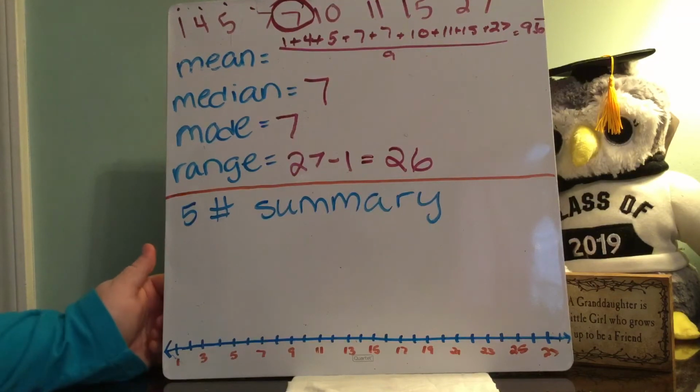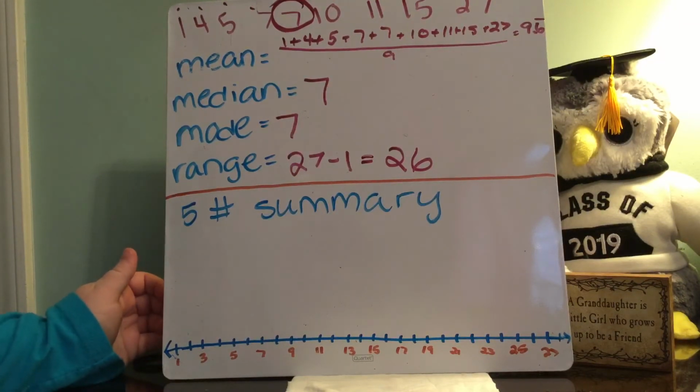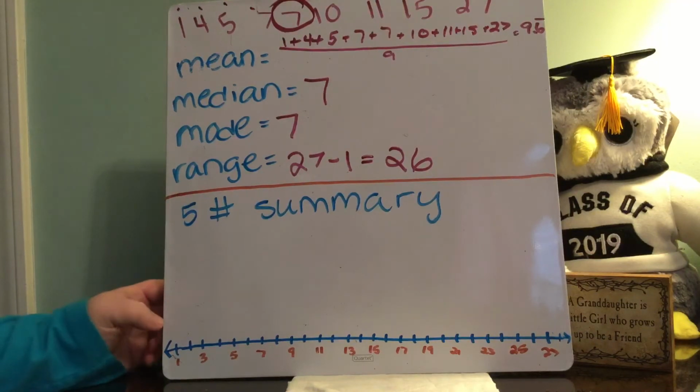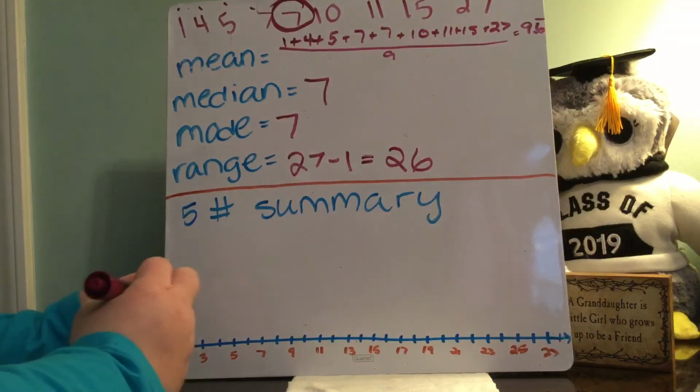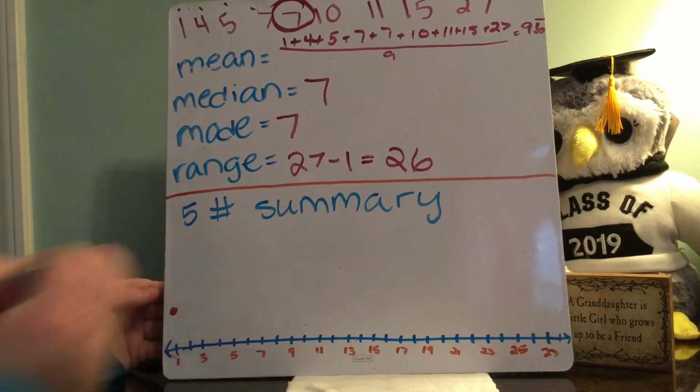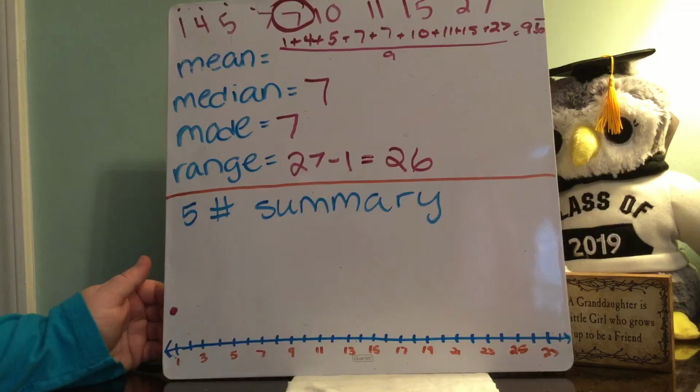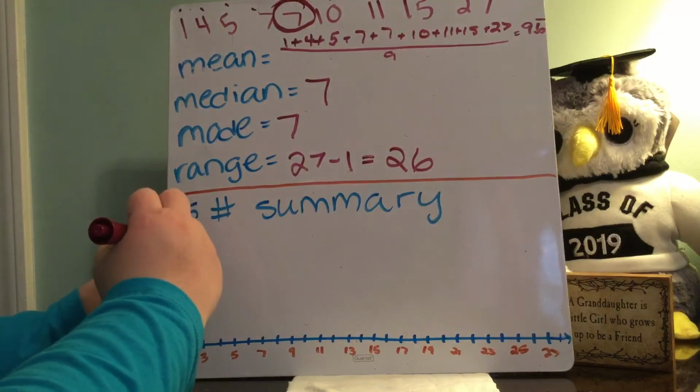All right, so now we're going to talk about our 5-number summary. For our 5-number summary, I drew a number line down at the bottom. A 5-number summary always goes along with a number line because you use the number line to place your points and your box. So the first thing that we need is our min. The min is this 1 all the way down at the end. So right above the number line, I'm just going to put a dot above the 1. So that's our min.